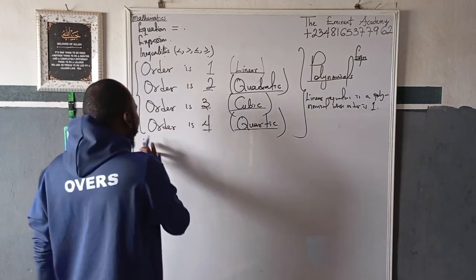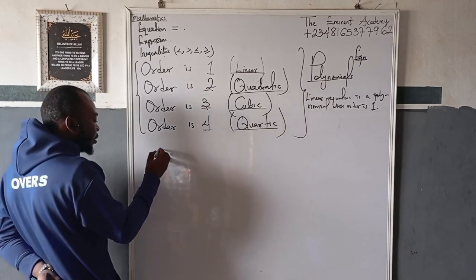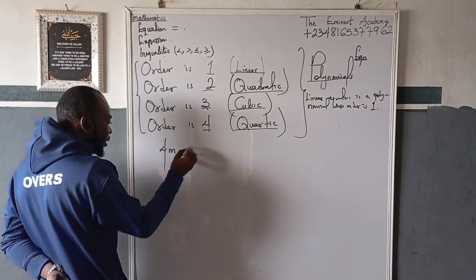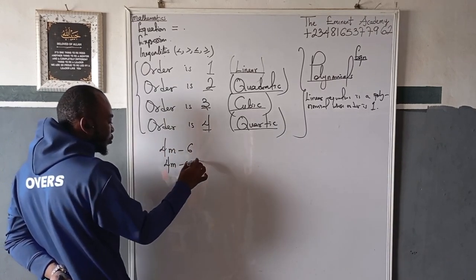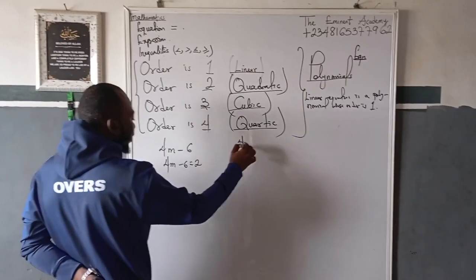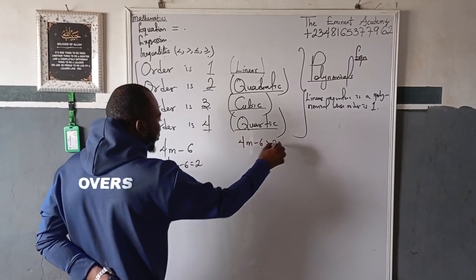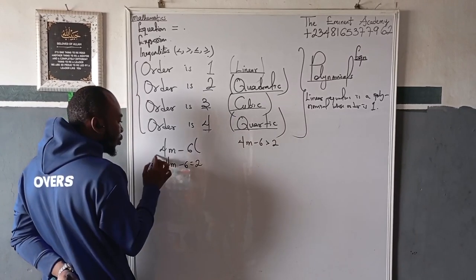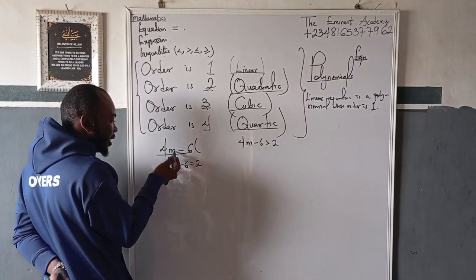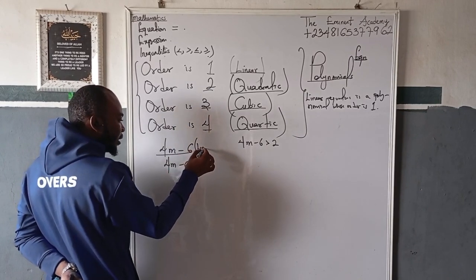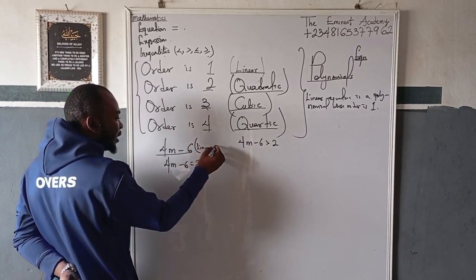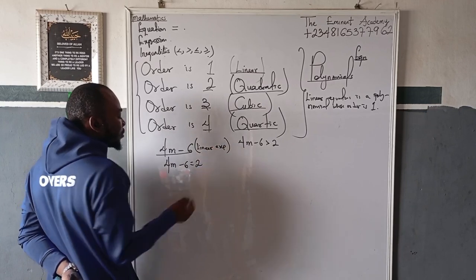Now, if I have something of this nature, 4m minus 6, I have 4m minus 6 equals 2. I have 4m minus 6 less than 2. So this one will be called linear. Why? The variable here is m and its order is 1. That is linear. But what type of linear is it? It is a linear expression. Why is it linear?